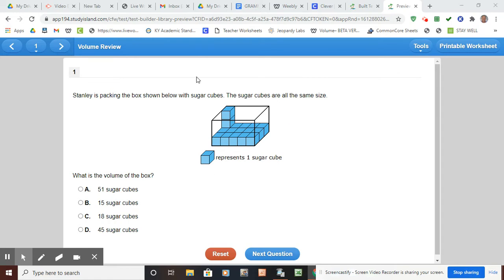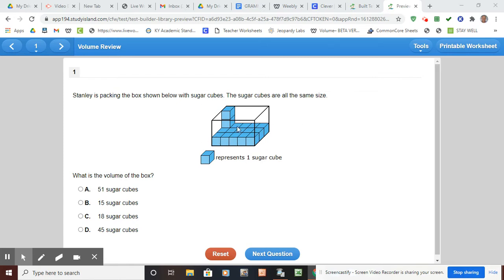One would be similar to this, where you have what looks like a glass box and you're packing unit cubes inside. It says Stanley's packing the box shown above with sugar cubes. The sugar cubes are all the same size, and one sugar cube equals one cubic unit, of course. What's the volume of the box? How many sugar cubes can fit in the box? Now, he's talking about when this is full.